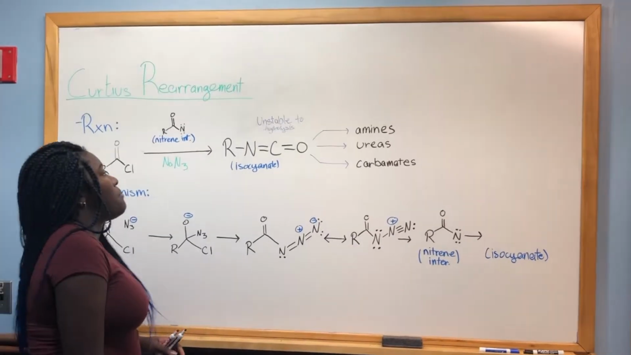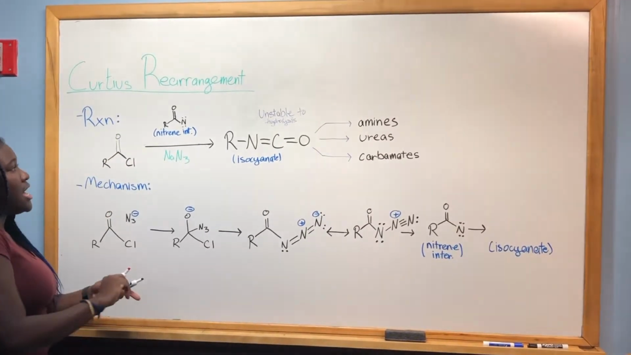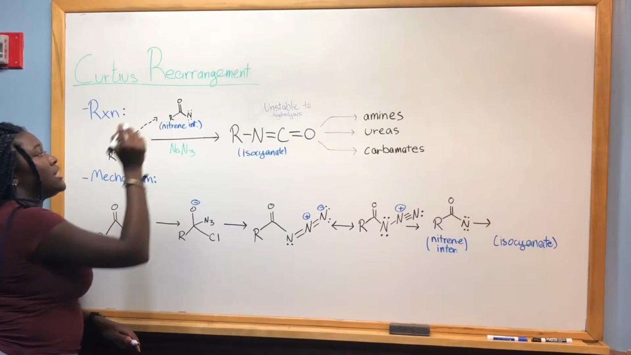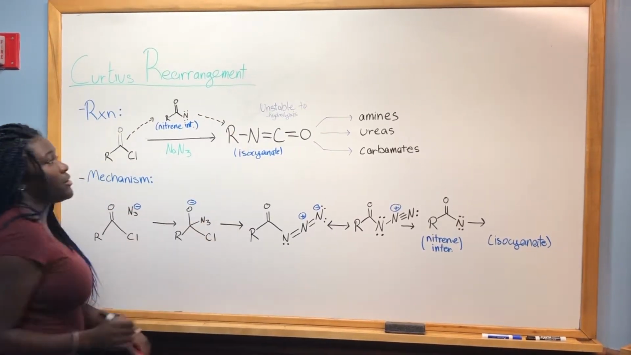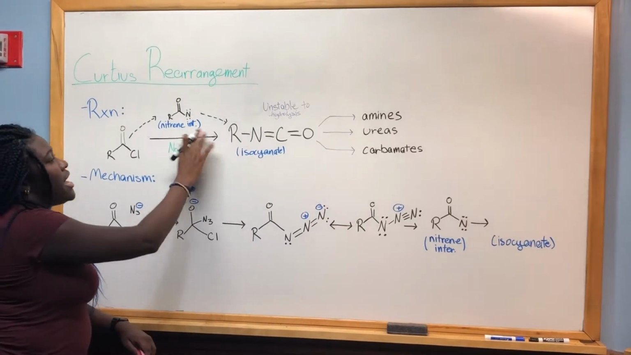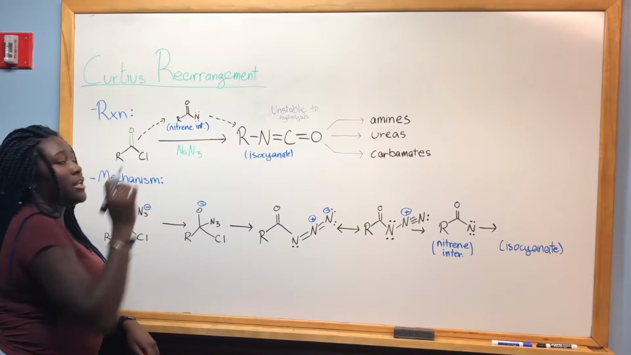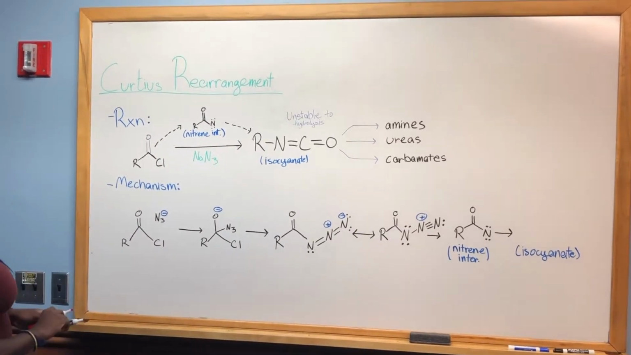Now, before we can form this, we have to start with our starting material, and we go through an intermediate that we call nitrene and then get to our isocyanate. If you look at our intermediate and our final product, it looks as if the nitrogen and the carbonyl have switched places. But let's take a closer look in our mechanism.